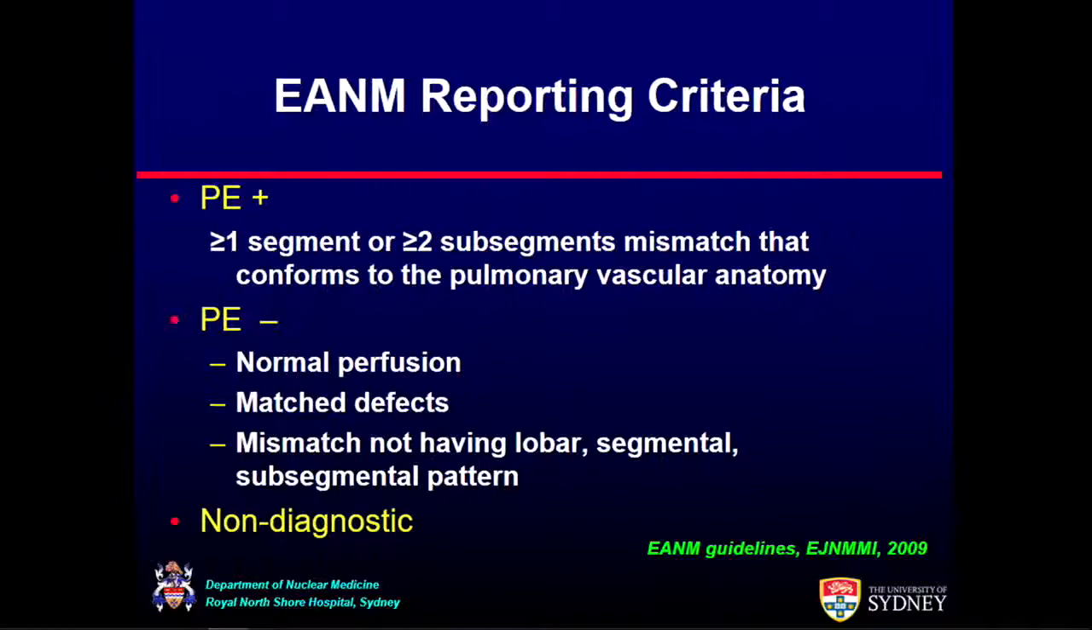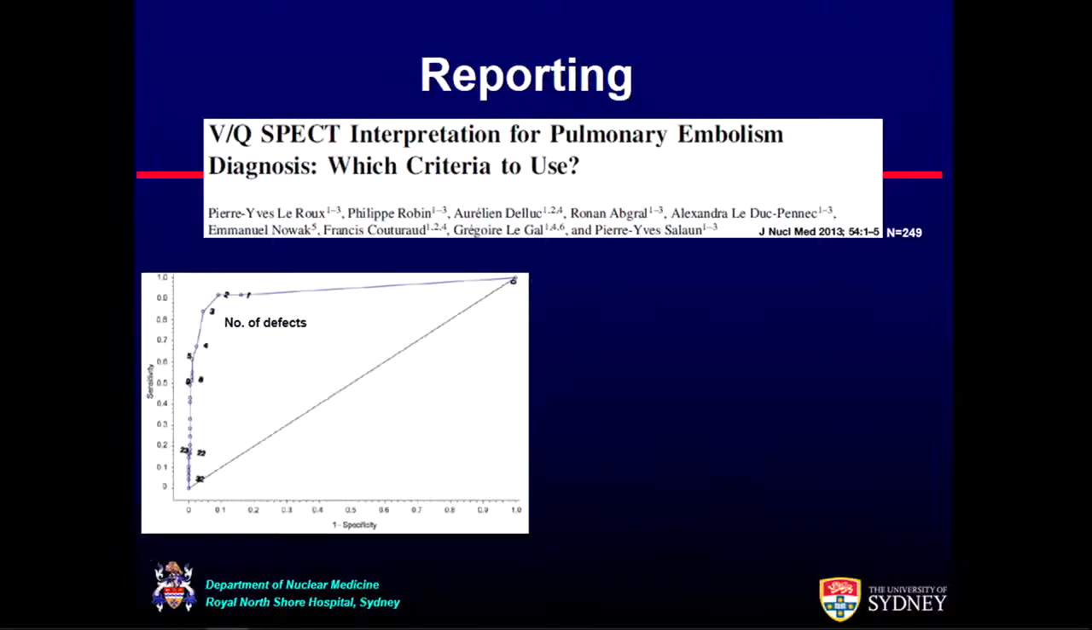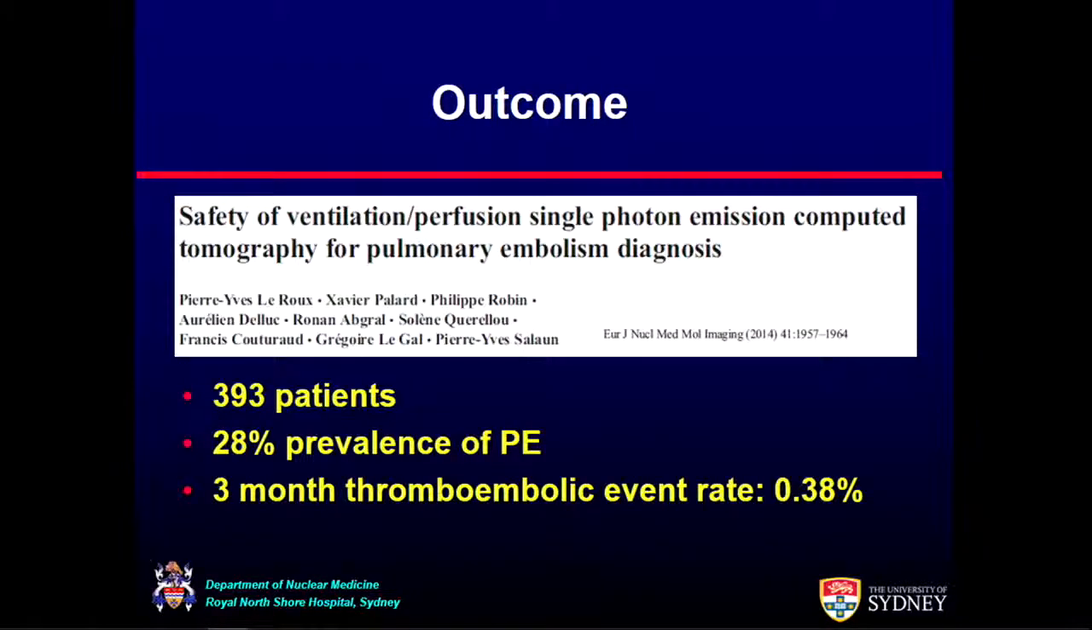You need validated reporting criteria. The EANM criteria are what we use, I think what most of the world uses, and I think you're going to hear about this in the next talk. They've been well validated, so Pierre-Yves Leroux's group from Brest in France looked at this. So in a big paper, 249 patients, they really found it was quite robust, separating P negative, P positive. And Marika, I'm sure, will talk more, but the criteria that are used are greater than one segment or greater than two subsegmental mismatches.